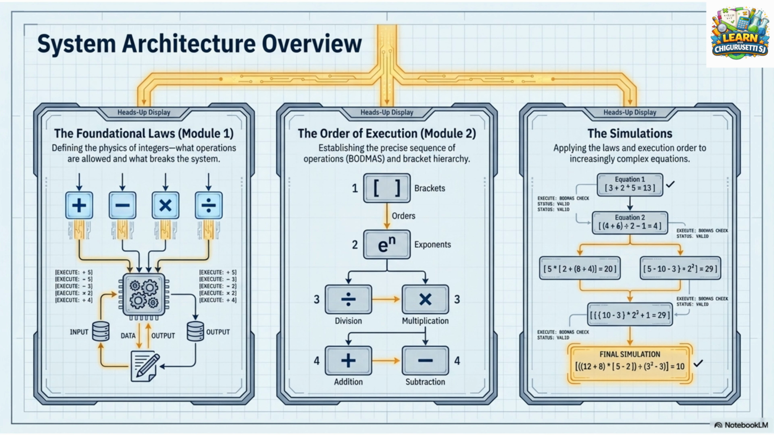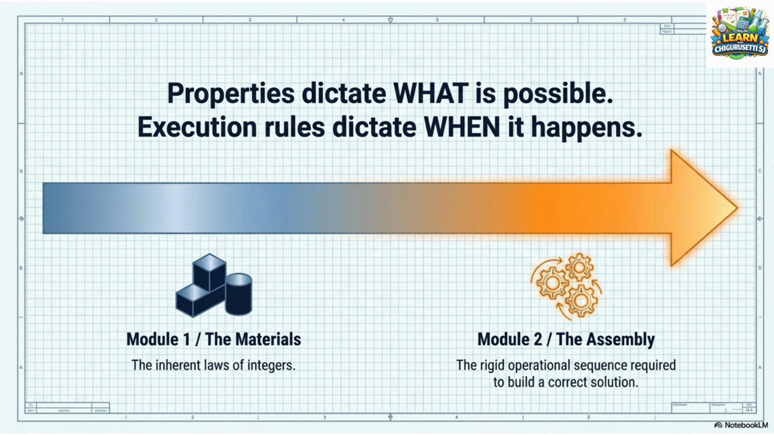So in this we have two modules. The first is the foundational laws, where we are defining the physics of the integers: what operations are allowed and what breaks the system. In the order of execution, we'll be establishing the precise sequence of the operations, the BODMAS and bracket hierarchy. In the simulations, we'll be applying the laws and the execution order to increasingly complex equations. So let's start.